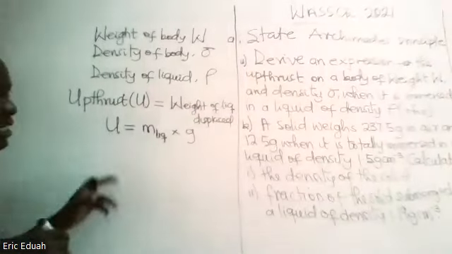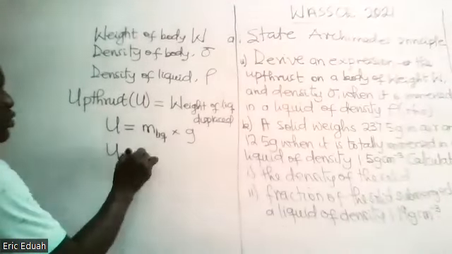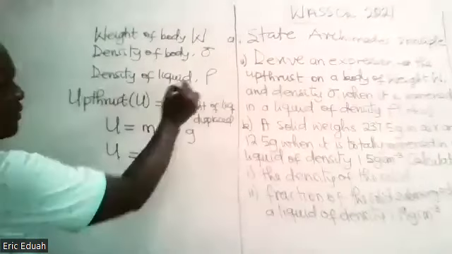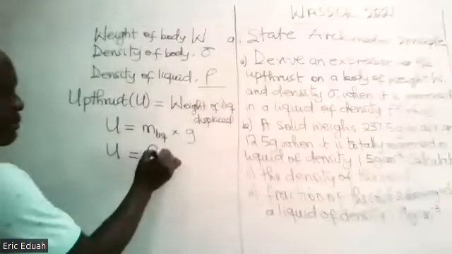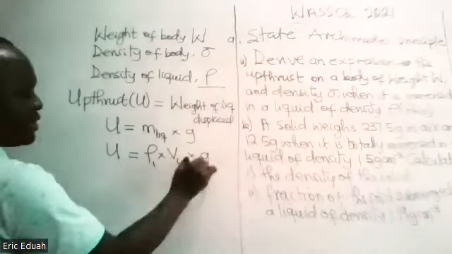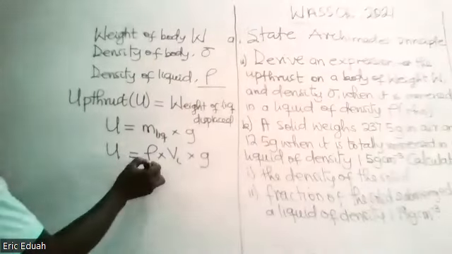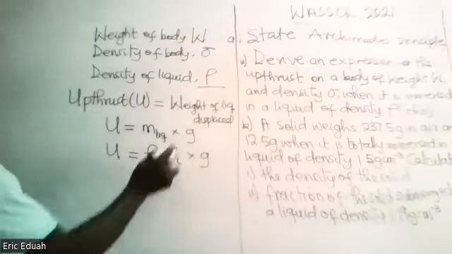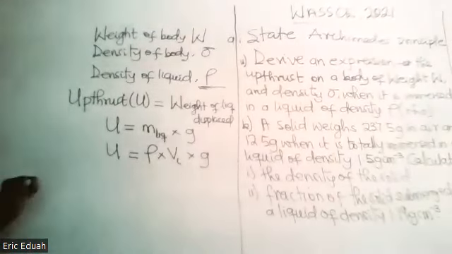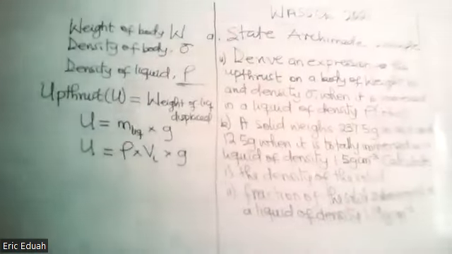I also want to express mass in terms of density and volume. So the same upthrust is also equal to the density of the liquid, which was given to me as rho, times volume of the liquid, times gravity. So I've substituted the density of the liquid, because mass is density of liquid times volume of liquid displaced. So I've made use of the density of the liquid, rho, given to me in the question. Are we okay here? No, please.